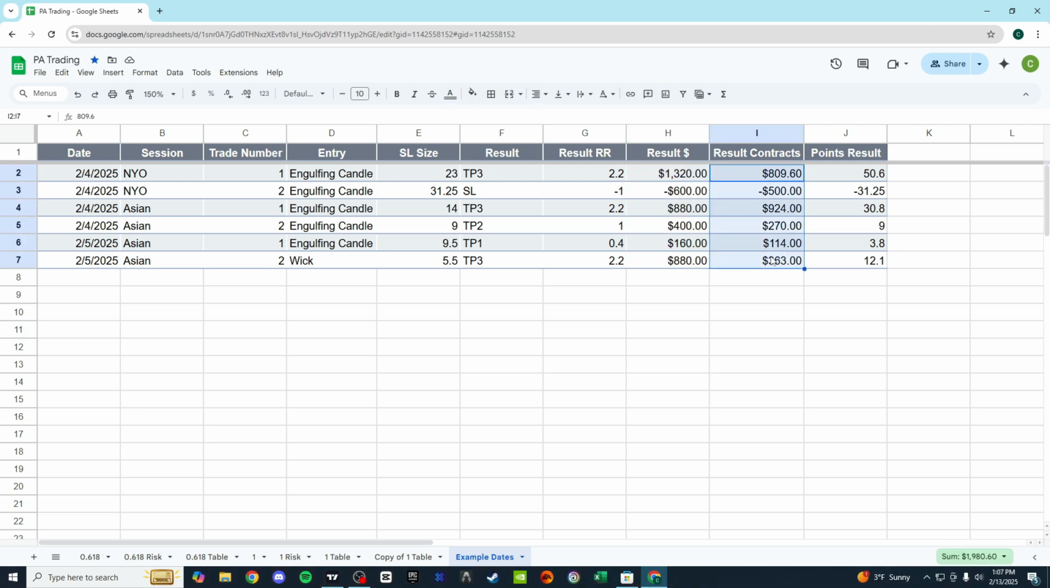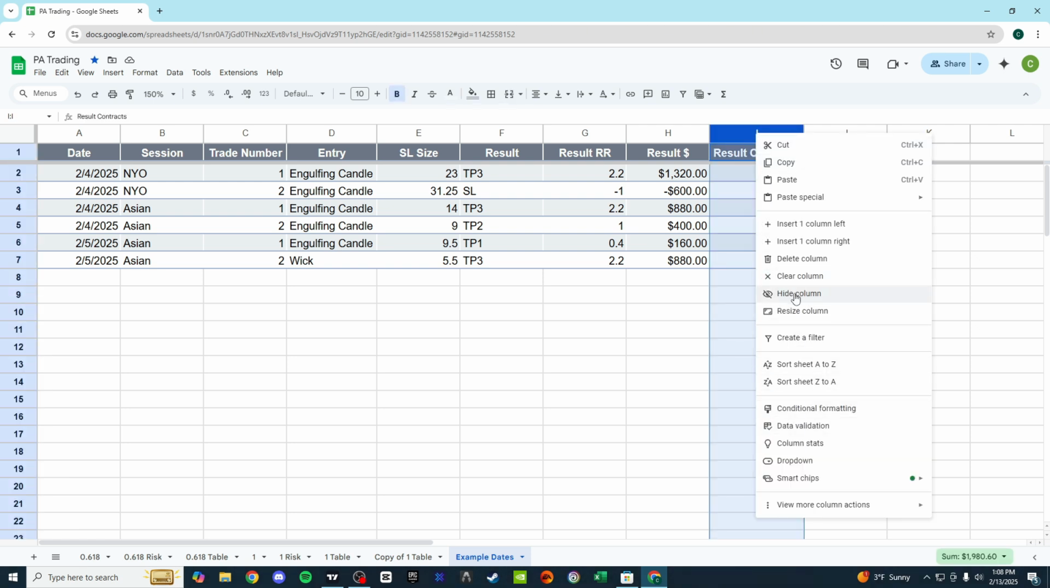You can ignore this for now. This is something that I'm working on. Trying to figure out set contract sizes. But right now, we'll just hide that. Actually.